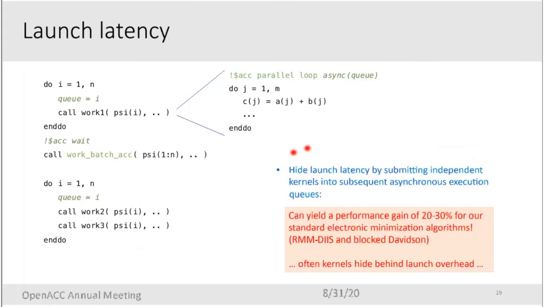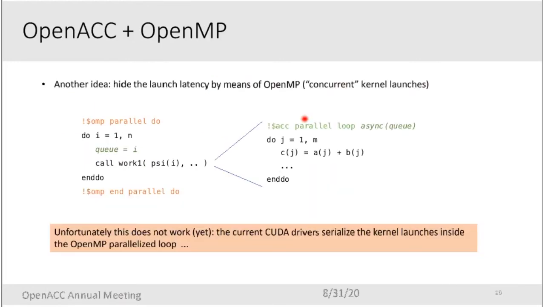So this model of trying to hide launch latency by submitting independent kernels into subsequent asynchronous execution queues works, and we see a typical gain of something like 20 to 30% for our standard electronic minimization algorithm. So that's pretty good, and that is even though often kernels hide behind the launch overhead and not the other way around.